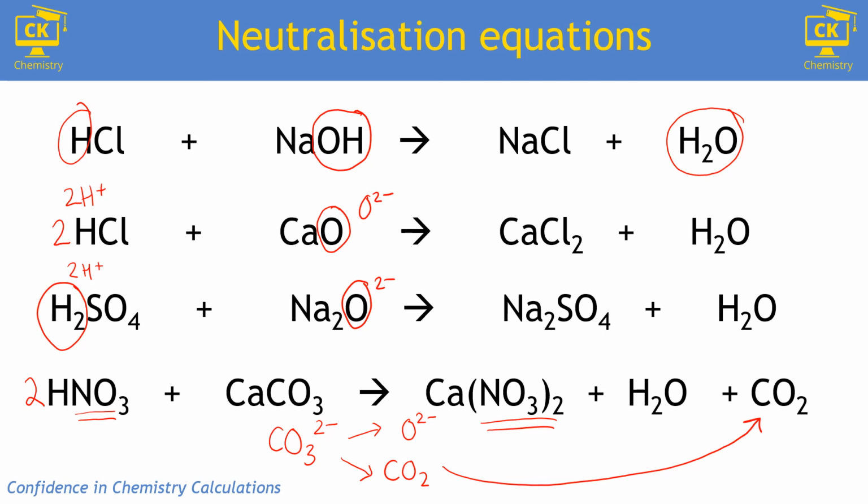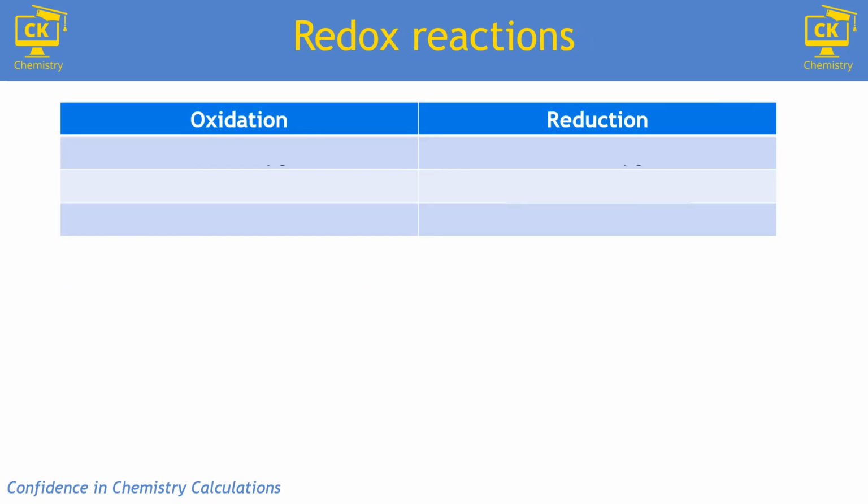If you're having difficulty, it's because you've probably got a wrong formula somewhere. For example, if I try to write CaCl as my formula for calcium chloride, which we can often do when we get a bit lazy and don't think about it, or if I try to write NaSO4 instead of Na2SO4, then it's going to be impossible to balance. We can also represent neutralization by ionic equations, but we're going to look at that in the next video.